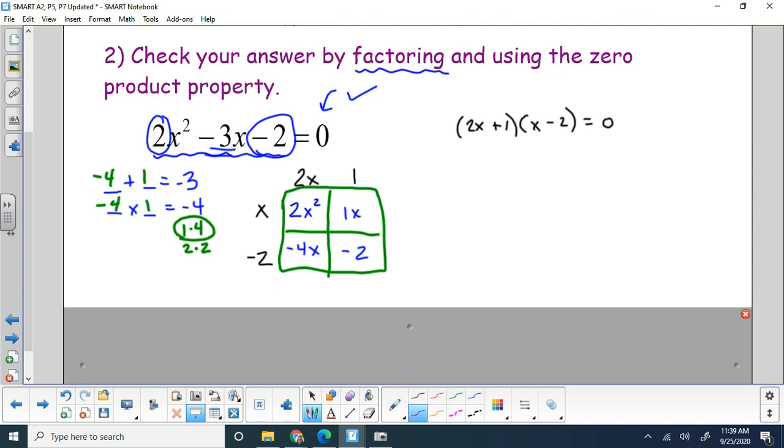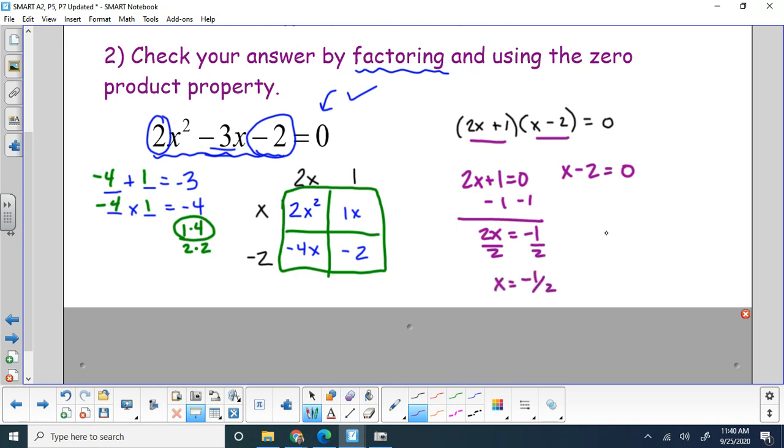This is where the zero product property comes into play. I have two terms that are multiplying to equal 0. So I'm going to set each term equal to 0 and solve. When I do my solving, I quickly find that my answers match what we got from the graphical solution. X equals -1/2, which is the same thing as -0.5, and x equals 2. There you have it. We solved using the zero product property.